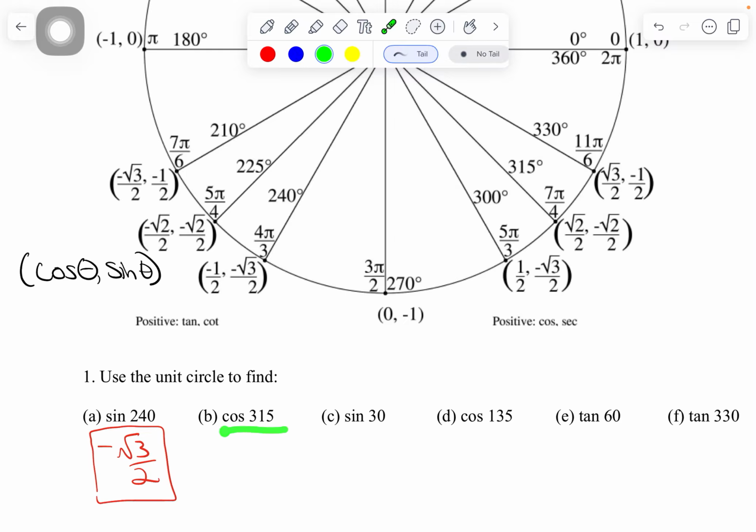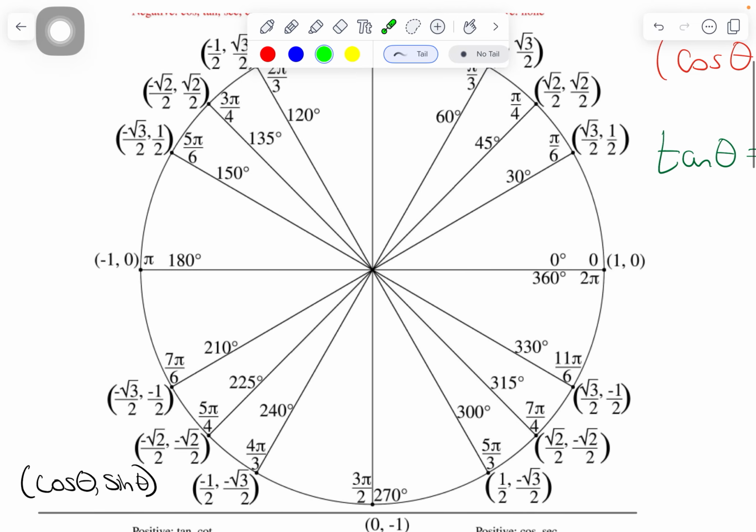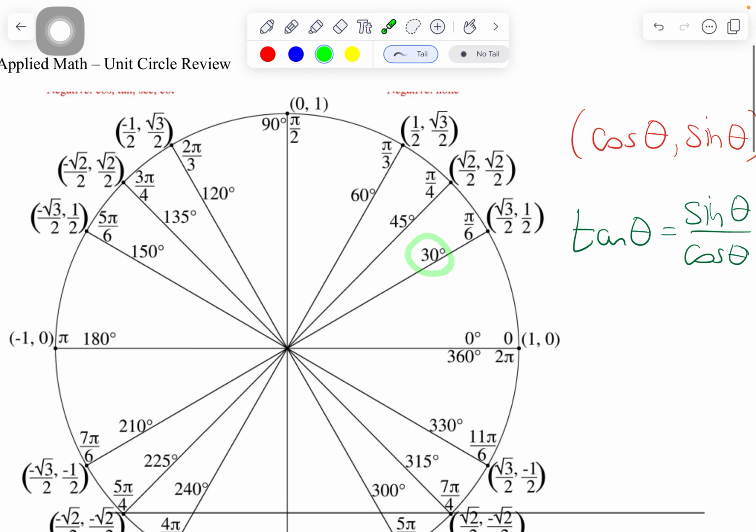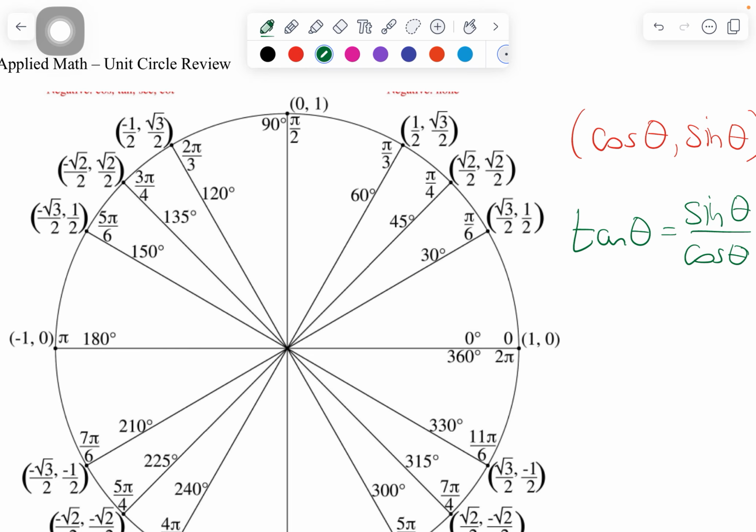All right, let's talk cosine of 315. So I'm going to go to 315, find the ordered pair. And just like the ordered pair over here, cosine is the x value. It's the first value. So 315 has a cosine value of root 2 over 2. So root 2 over 2 right there. All right, we've got the sine of 30 degrees. So I'm going to go up to 30 degrees right here. Sine is the y value. So sine of 30 is 1/2.